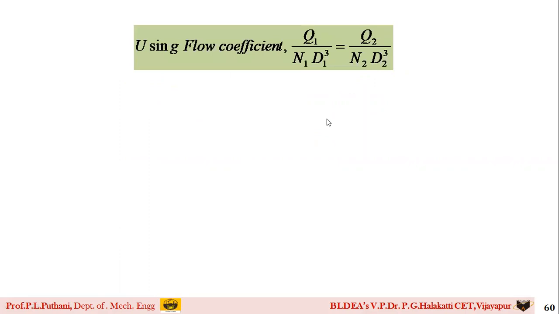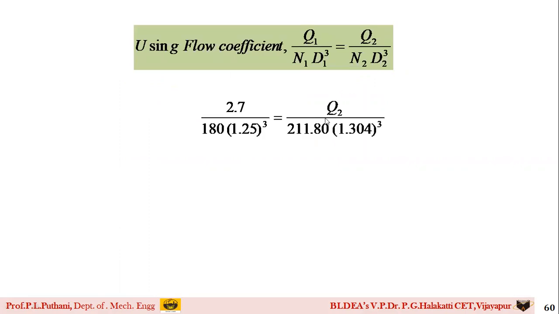So using the same flow coefficient equation which I have discussed, I will substitute the values, and the Q2 value which I am going to get is 3.306 meter cube per second. So in this particular fashion, we get the value of Q2 as 3.306 meter cube per second.